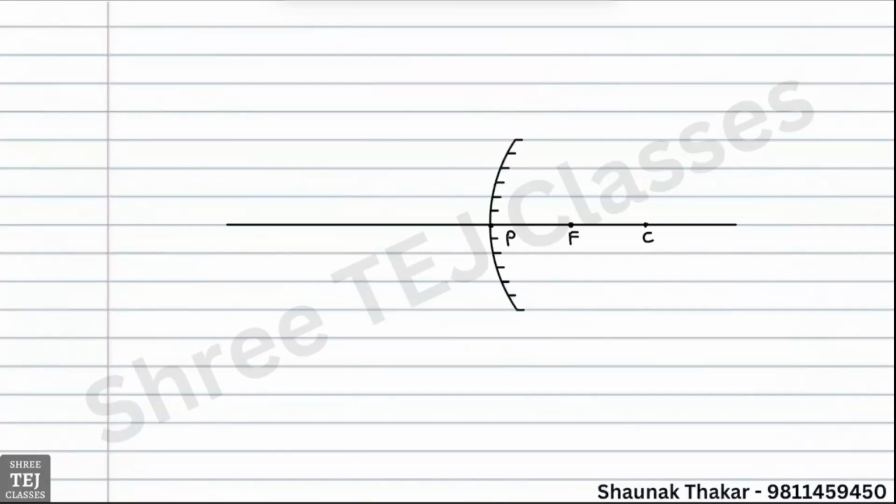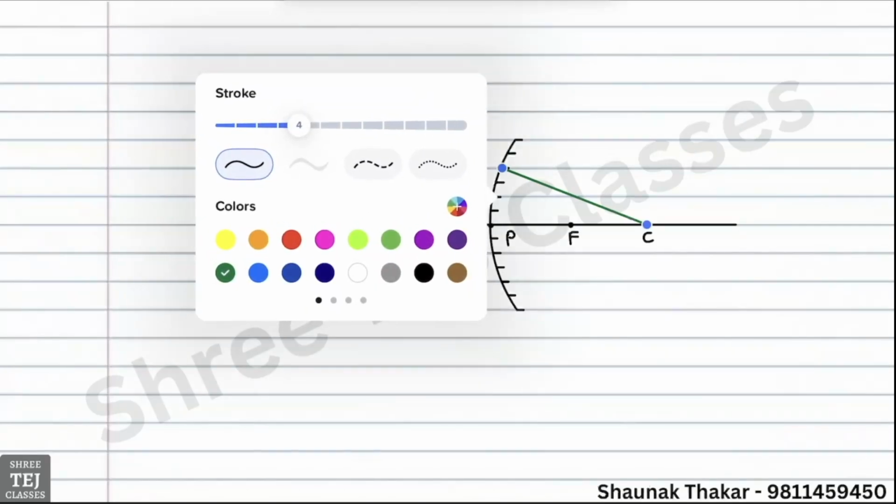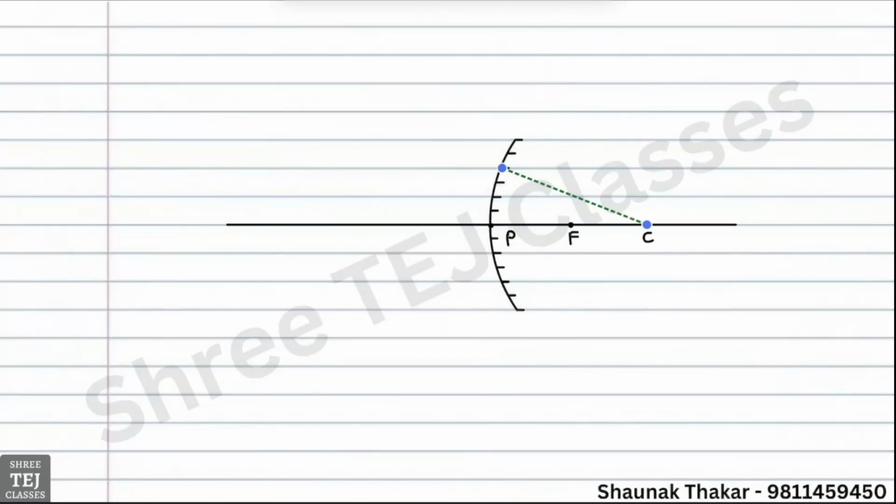For the third rule, in concave mirror, we had incident ray passing through center of curvature. After reflection, it retraces the same path. Here also we will have a similar ray, but instead of passing through center of curvature, the incident ray will be directed towards the center of curvature. So let us draw a ray which is directed towards the center of curvature. Show it with dotted line because it is behind the mirror.